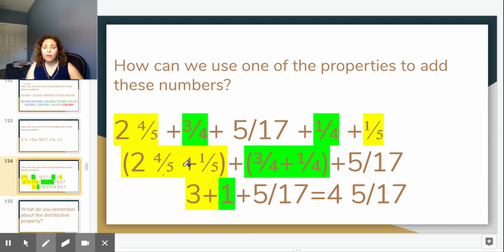So 2 and 4/5 and a fifth. So 4/5 and 1/5 makes a whole. So 2 plus 1 is 3. 3/4 and a fourth, right, makes one whole. So that gives me 3 plus 1 plus the 5/7. 3 plus 1 is 4, so it's 4 and 5/7.